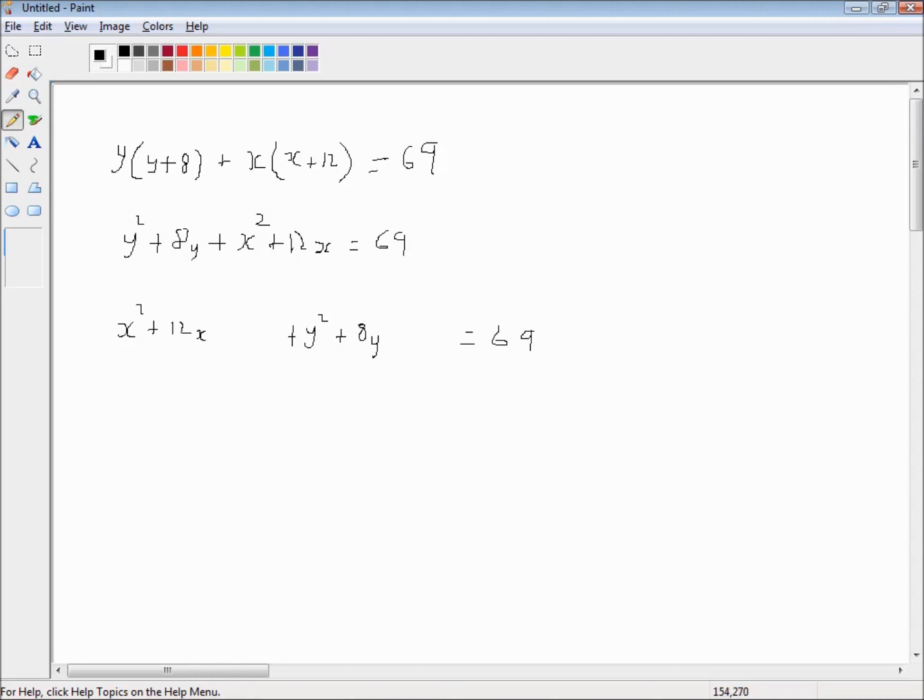And now I can start thinking about these. Well, half of 12 is 6, and 6 squared is 36, so I add 36. And now I take the 8 and I halve the 8, and that makes 4, and I square the 4, and that makes 16. And of course I've got to add 36 and 16.